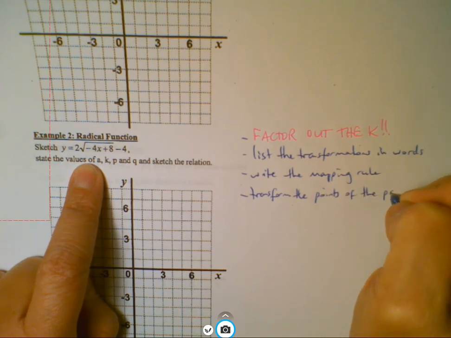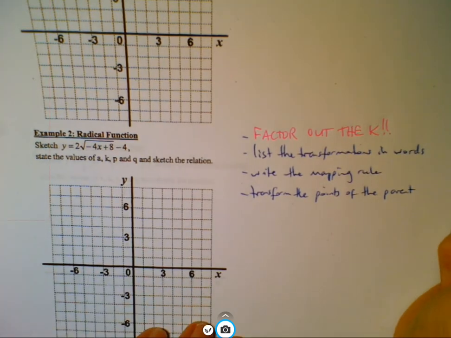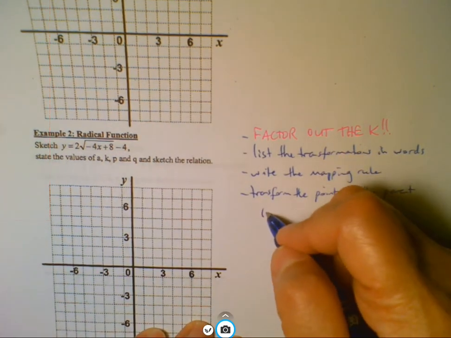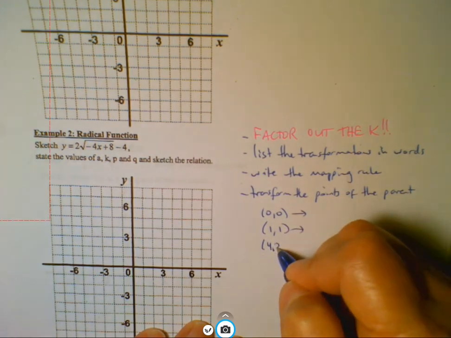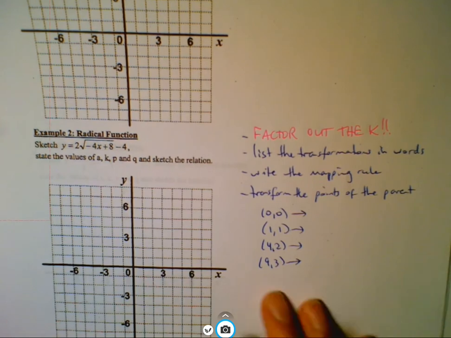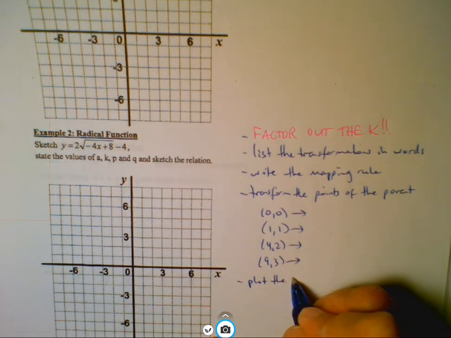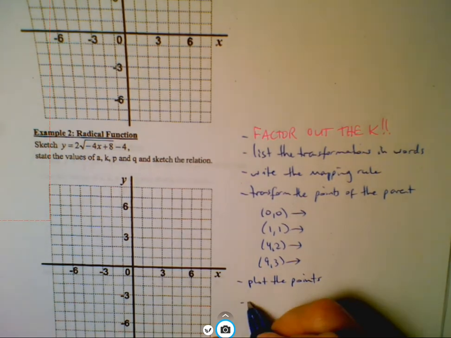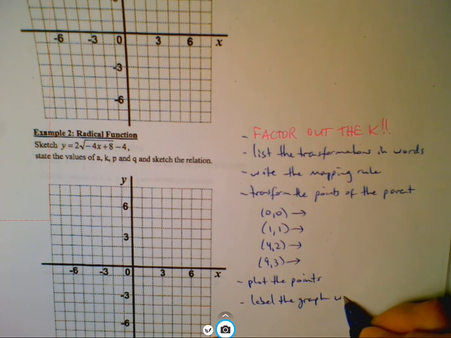So now in this case, the parent is not given to you, but you know the points of the parent because you know for radical it's (0, 0), (1, 1), (4, 2), and (9, 3). Okay, so you'll transform all those points, you'll plot the points. And then, very important, is label the graph with the equation. And that's how we graph.